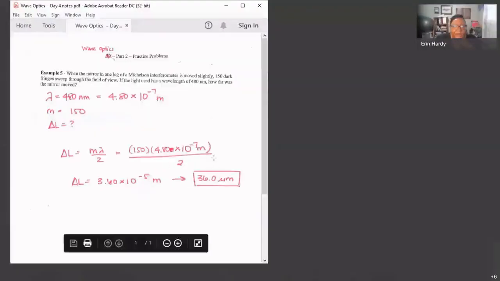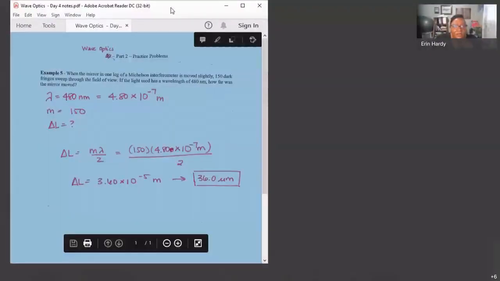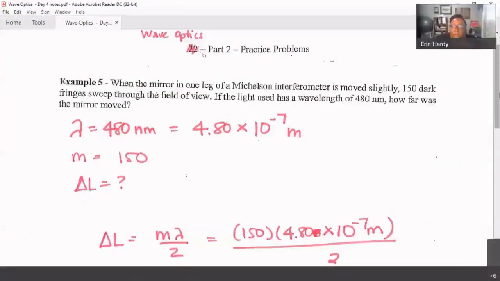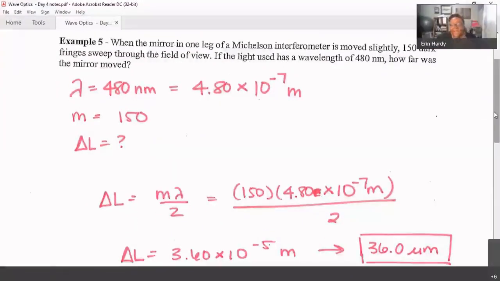Okay, so now you should be able to see this here. So a scan of example number 5. And the scenario that we're trying to make sense of is one that involves a Michelson interferometer. We are adjusting the position of mirror 2.